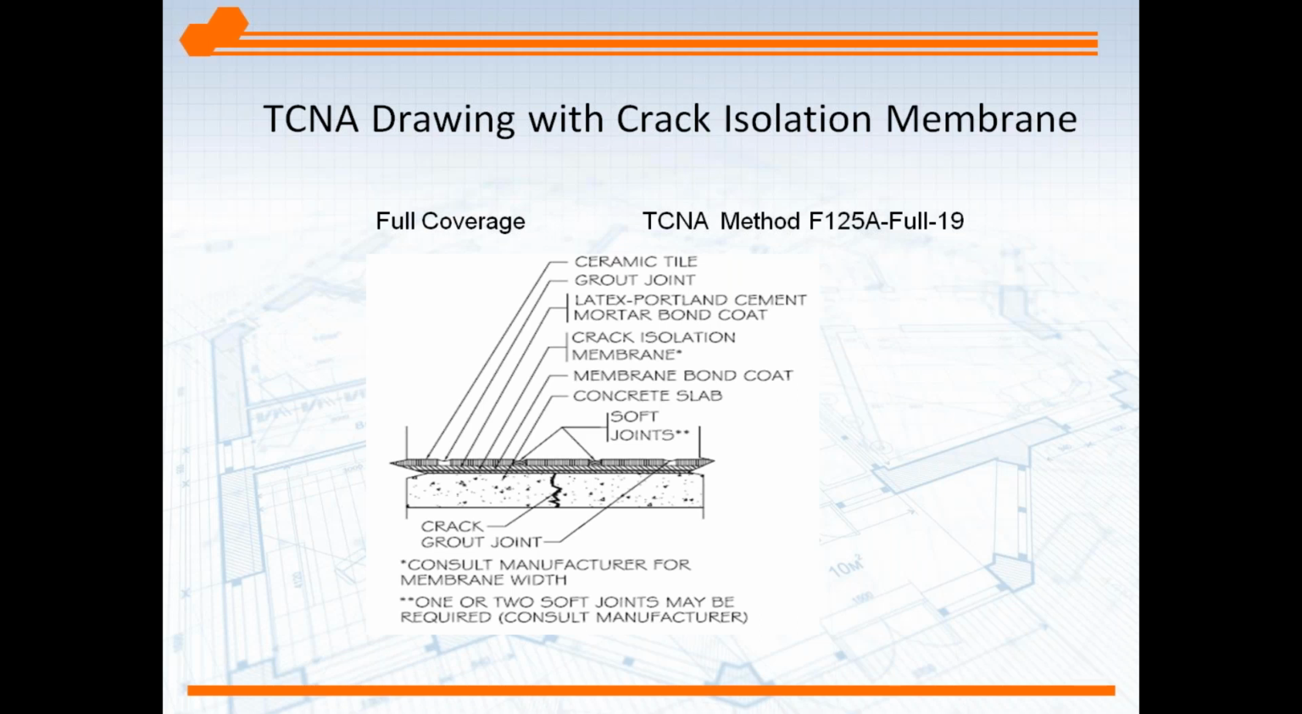F125A-full-19. So what that means is that this is method 125, and F stands for floor, and that's how TCNA will call out their drawing. So F will be for floor, W will be for wall, RH is for radiant heat, and so on. So F125 is the floor 125 drawing. A is for above grade, so this is suitable for above grade. Full is full crack isolation membrane. There's also an F125A partial. It's a partial crack isolation membrane drawing. And the -19 is the year of the drawing.